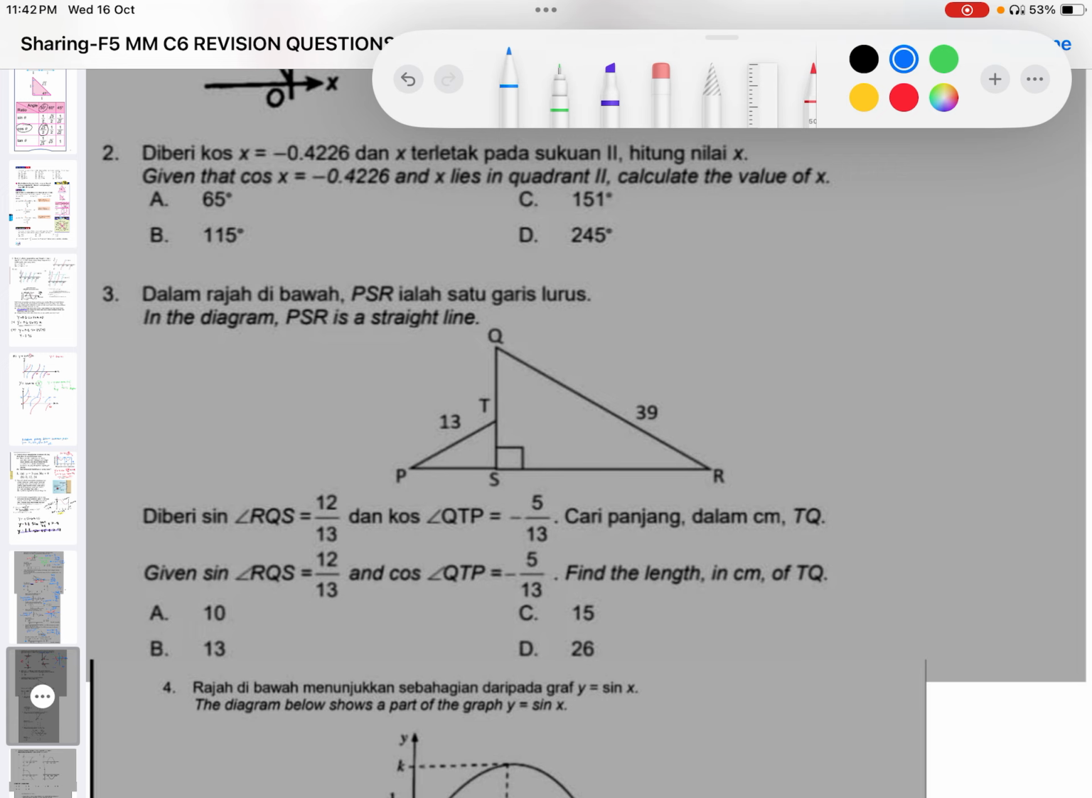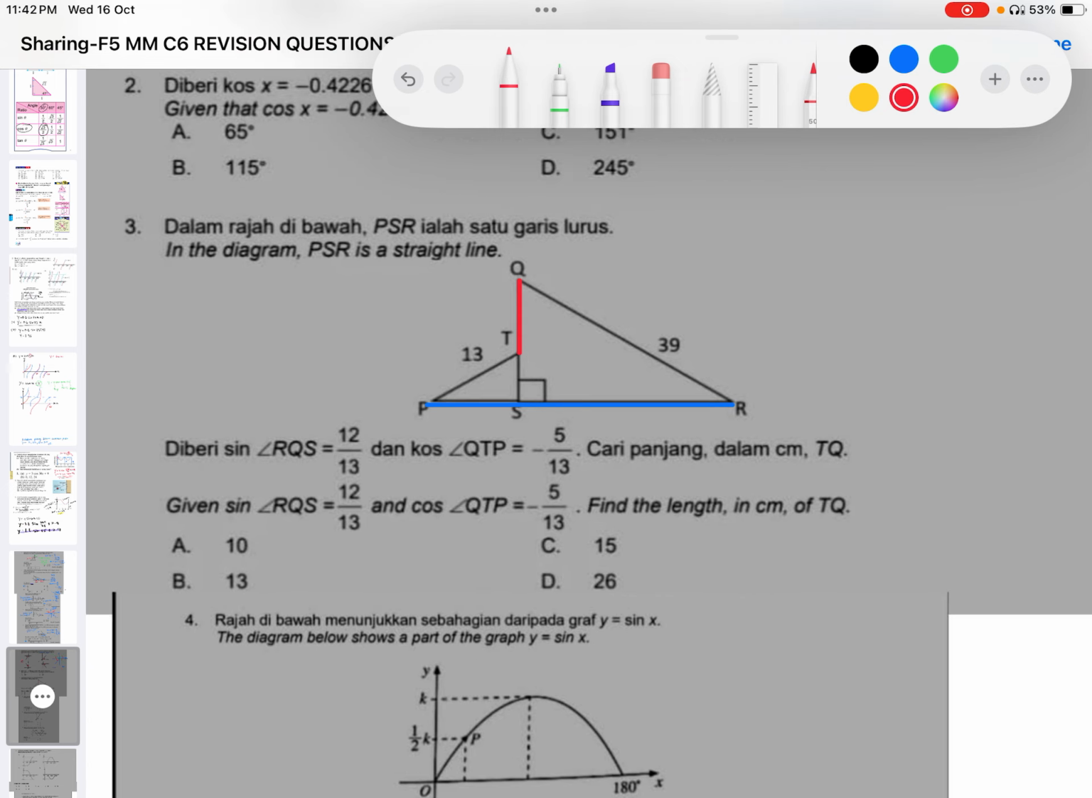Okay, seterusnya diagram PSR is a straight line. PSR, so PSR is a straight line. Okay, given sine RQS is equals to 12 over 13. Dan cos QTP ialah negatif 5/13. Cari panjang TQ. So kita nak cari adalah TQ.